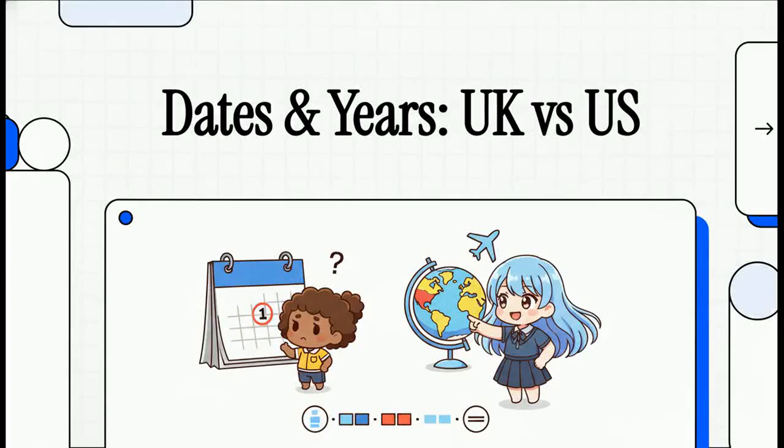So, is it the 10th of June or is it June 10th? You know, it seems like a tiny detail, but if you mess this one little thing up, you could literally book a flight for the wrong month. Today, we're going to make sure that never, ever happens to you. We are finally settling the great UK versus US date debate.